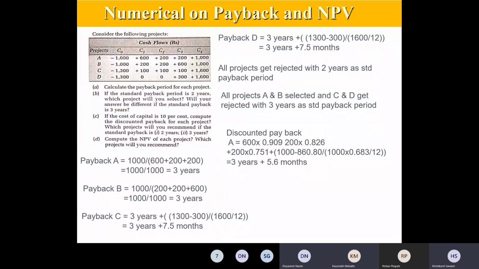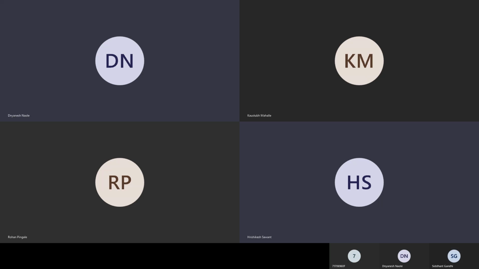2.5 months. Okay, so you can make that correction there, you just make it 2.5 months. So this.